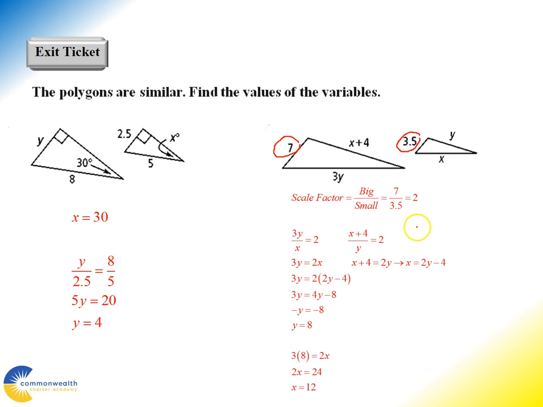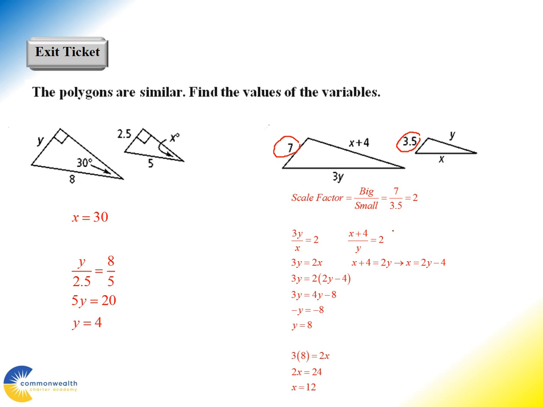So one of the ratios I can set up doing that, and I'm doing big versus small. So the scale factor is 7 over 3.5 or 2. So I want 3y over x to be 2, and I want x plus 4 over y to be 2. So in this case, I still have two equations with two unknown values, but at least I have equations now that I can actually solve. So 3y over x equaling 2 means that 3y is going to equal 2x. X plus 4 over y equaling 2 means that x plus 4 is going to equal 2y. And I could turn that equation into saying x equals 2y minus 4.